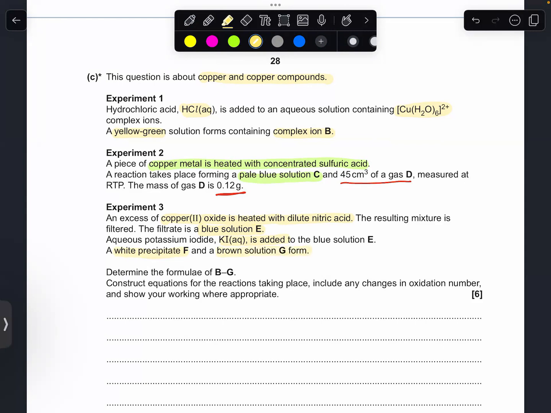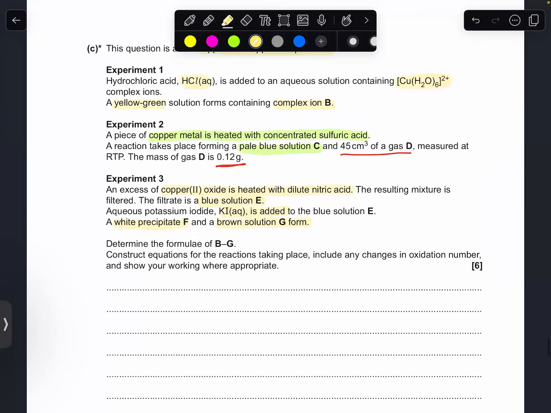It wants us to determine B to G. Construct equations. Where's all the marks from? Equations, changes in oxidation number, and show your working to do the calculations. So quite a fair bit. Let's do it one by one.